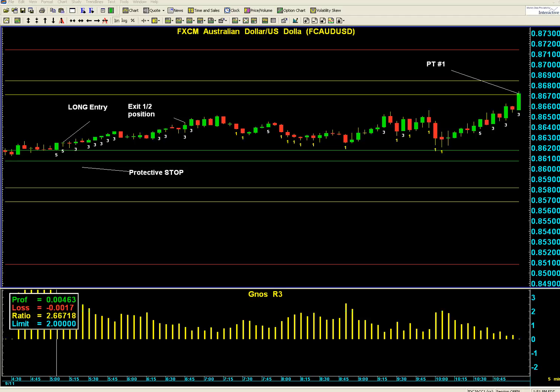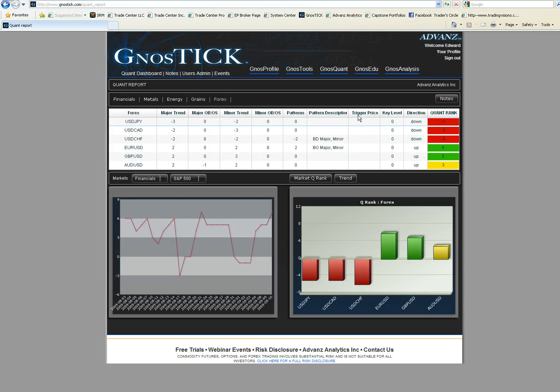Our spotlight trade of the day was in the Aussie-US dollar pair. This was a trend trade signal per the quant report found at Gnostic.com. And I say that because if you take a look at the Aussie-US dollar, which is the last pair of the 6 that we view on a daily basis, we had a 3 today. It was a neutral status in yellow. You can see it was a neutral status, but it was positive nonetheless.